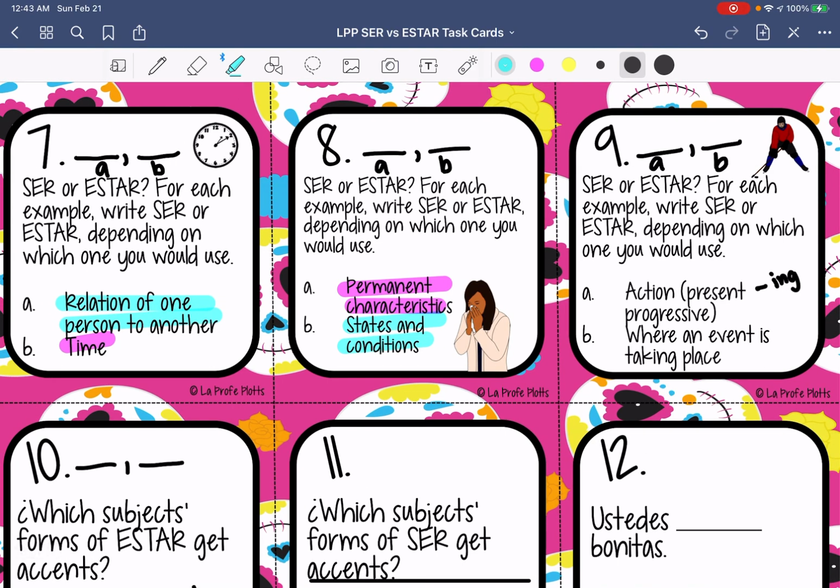Okay. Número 9, number 9. Would you use ser or estar for action, present progressive? Present progressive means that in English, it's a verb that would end in ing, like running or climbing, studying. Present progressive, something that is happening at the moment. Okay. Would you use ser or estar when you're talking about where an event is taking place? Answer, comma, answer. No space in between the answers, just a comma.